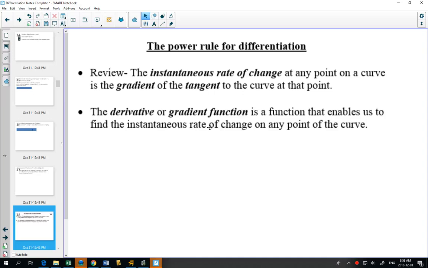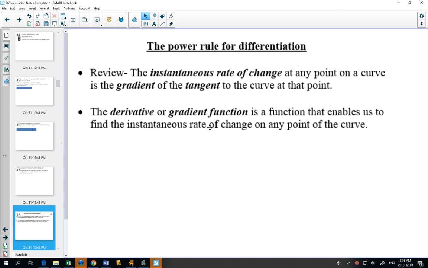Shortcut number 1, the power rule. So a little review. You know the instantaneous rate of change is the slope of the tangent line at the curve at that point. So if you had any curve, you could take a point, draw a tangent line, and when we do the definition of the derivative at that point, we are finding the slope of that tangent line.